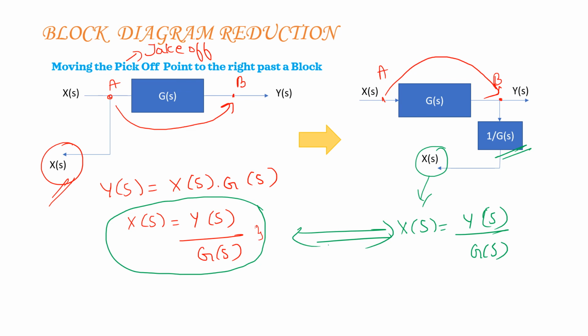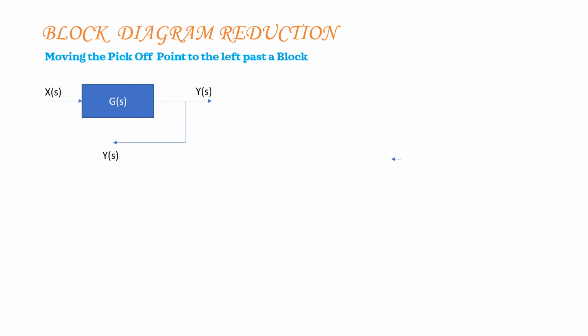So the last one is how to move the takeoff point or the pick-off point to the left past a block. Now suppose this is point A, and this is point B. We need to shift the takeoff point from B to A. So what changes need to be done? Y(s) should remain the same. What is Y(s) here? Y(s) is X(s) into G(s). So even if I am shifting this takeoff point to point A, what should my Y(s) be? It should be X(s) into G(s) itself.